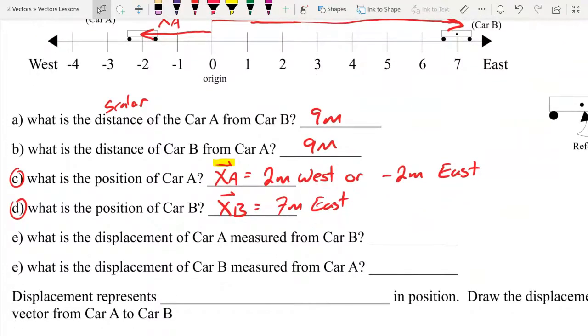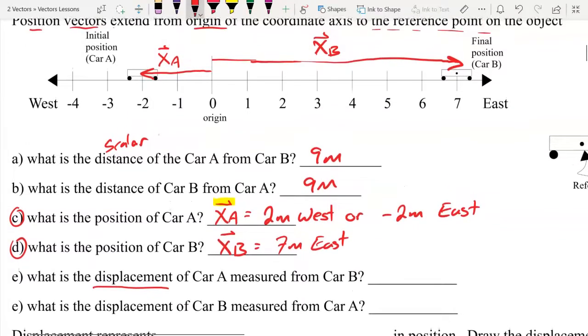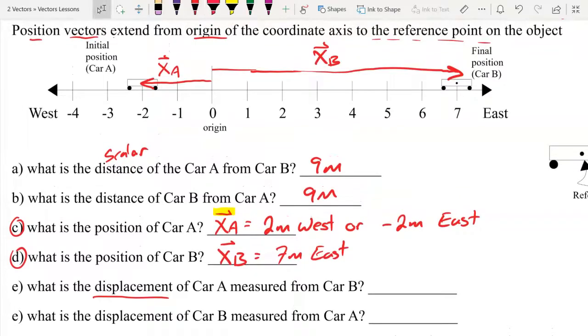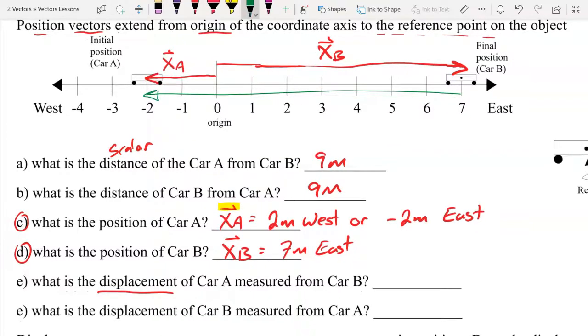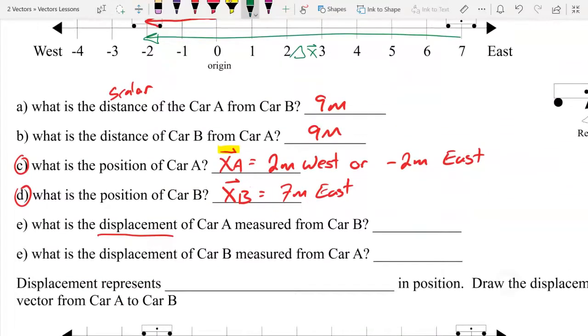But if we say, what is the displacement of car A, measured from car B? That means if we were to travel from car B to car A, we would have to start here and travel this direction. And you could see that the displacement is 9 meters west. Okay, 9 meters west. Or negative 9 meters east.